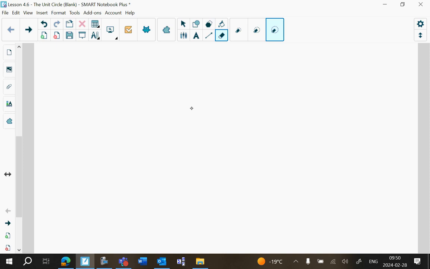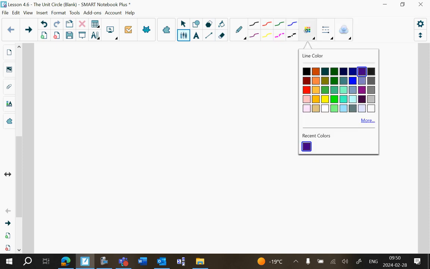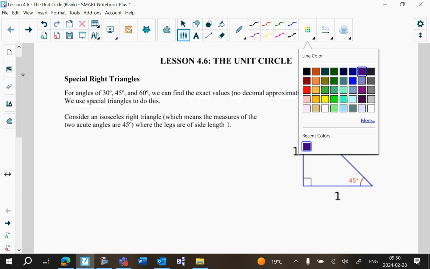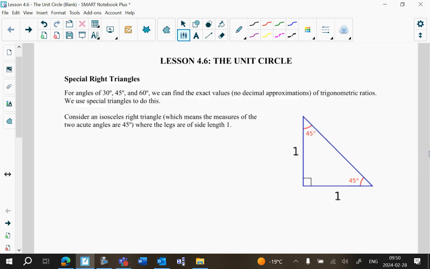To do that, we need to learn about something called the unit circle, which is basically, unit means 1. So it's a circle that we put on a graph that has a radius of 1, but we'll see that in a second. Okay?